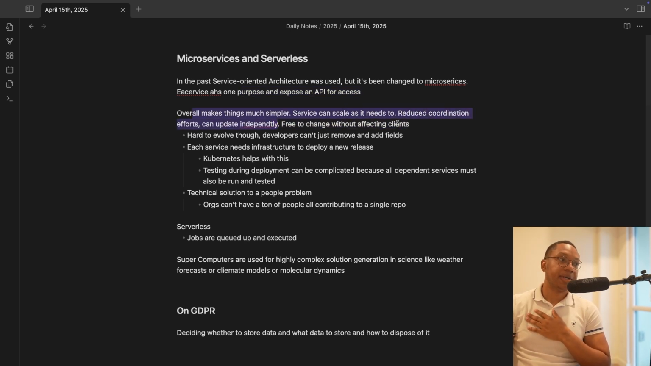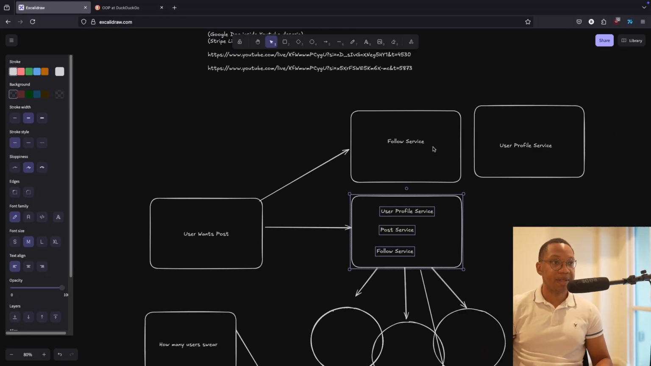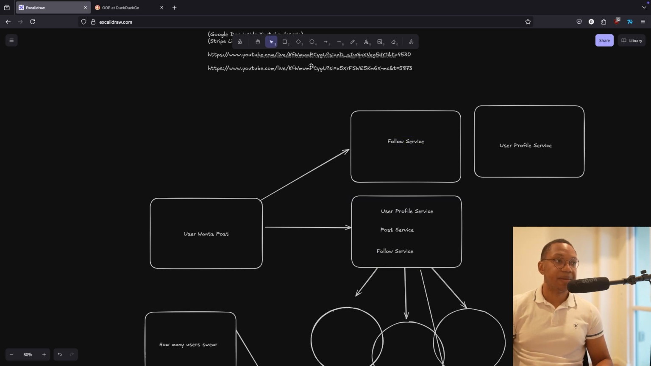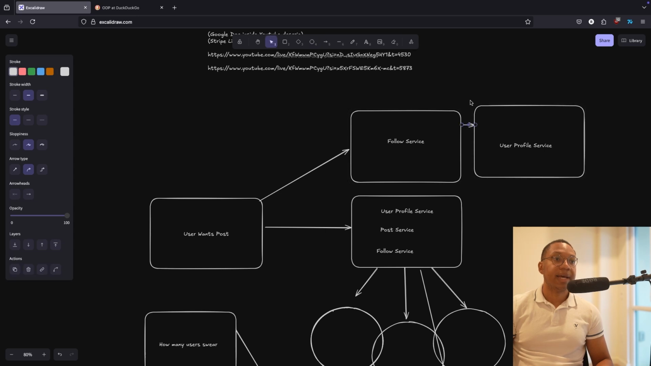Coordination's easier. You can make changes and updates that are free of charge. The only downside to this though is that things are harder to evolve. So when you make one change to something here, now you have to have everything structured, because if something is dependent on another thing, now you've got to change this other one.